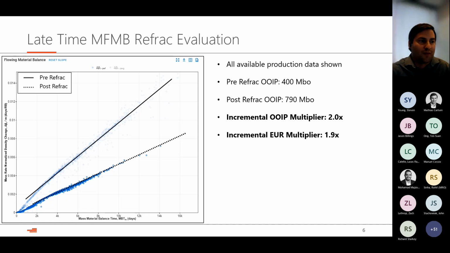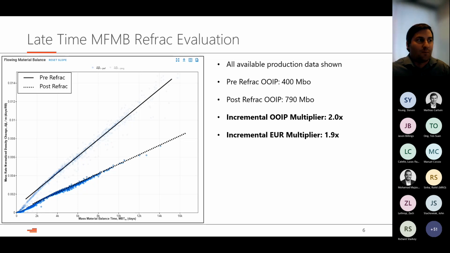And so I feel pretty reasonable that there's not a lot of other ways I could have drawn that in late life. And comparing that to late life of the refrac, I get about 790 MBO. So I've seen about an incremental 2 times increase in my late life, if you want to call it, multi-phase FMB OOIP. And that lines up incredibly closely to what my multiplier was for my EUR. So I felt pretty good that, hey, this is working out. This is doing what you would hope it would do.